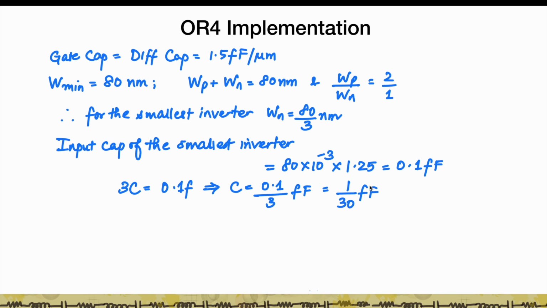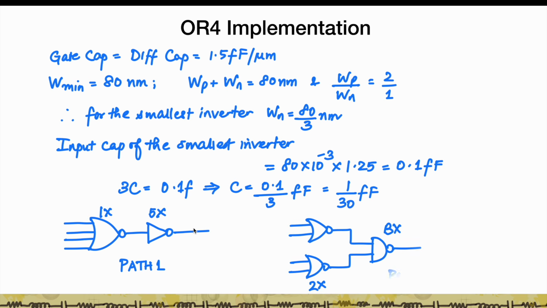This becomes important because as we size it, then we know how to get the capacitances for all other transistors in this design. So what are the two designs? We're looking at first path, which is 4 input NOR followed by an inverter, or we're looking at this NOR tree, which consists of 2 NORs followed by a NAND.